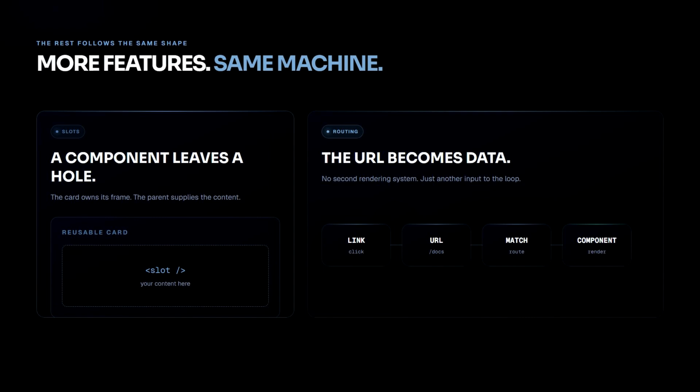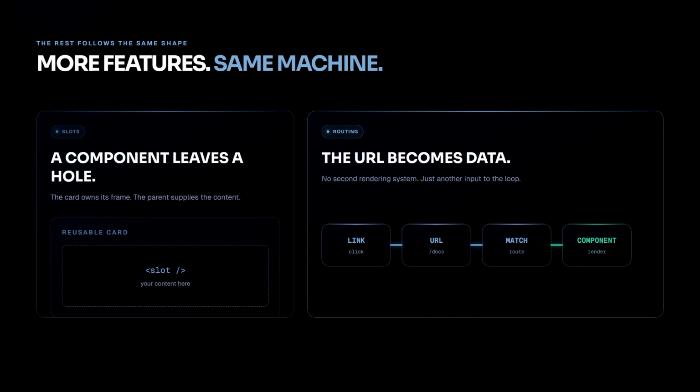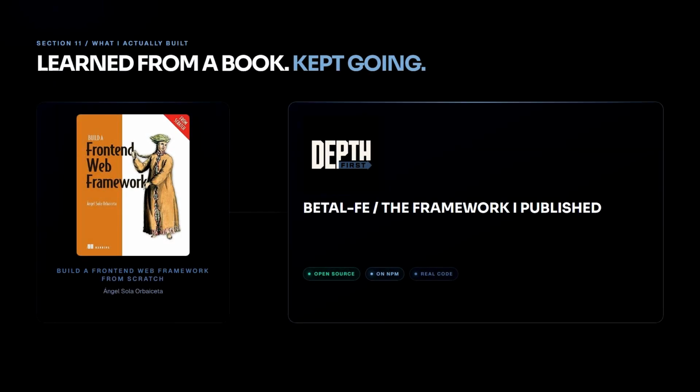There's more, and I will go fast, because once you see the pattern, it repeats. Slots let a component leave a hole in itself, like: put your content here. So you can build a reusable card without the card ever knowing what's inside it, right? And then we have routing, the thing that swaps pages when the URL changes without a reload. Turns out not to be a second system at all. A link click becomes a URL. The URL becomes a match, the match becomes a component, and that flows straight back into the exact render and reconcile loop we already built. The router is just one more thing feeding data into the machine.